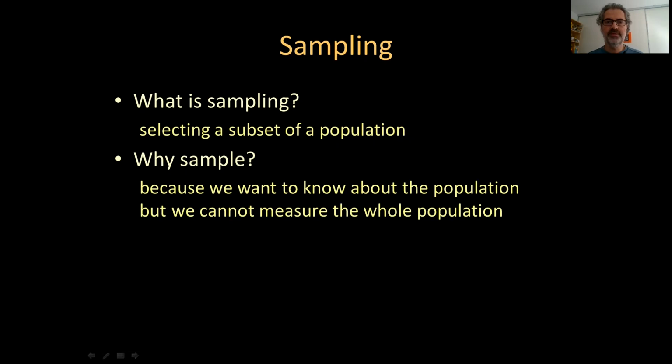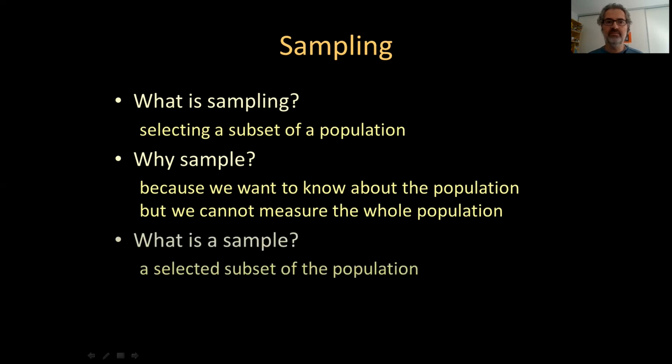If we want to know something about all humans, we can't measure all humans. We select a sample and study them. Or if we want to know something about all dogs, or about all rats, or about all cells in an organism, or all cells in one tissue, we select some of them. This is our sample. So sampling is the selection of a subset. And sample is the subset of the population that you have selected.